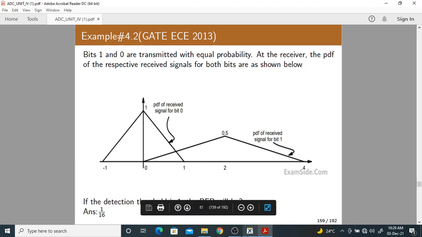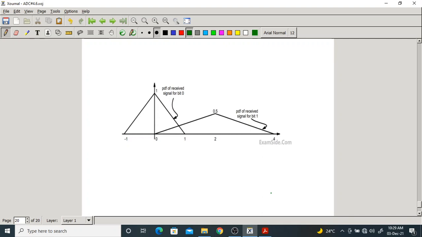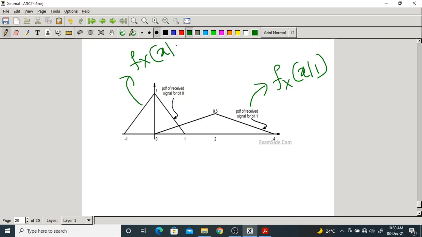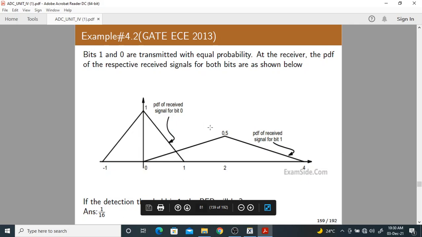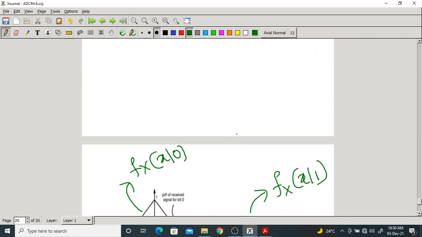They have shown the PDFs of both signals. PDF means probability density function of a received signal. For bit 1, they have given fx of x given 1, and fx of x given 0. They have given two conditional PDFs of the received signal, shown below. Now, if the detection threshold is 1, let me be clear here.